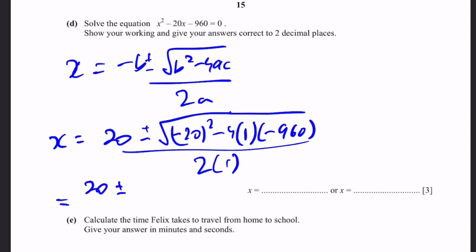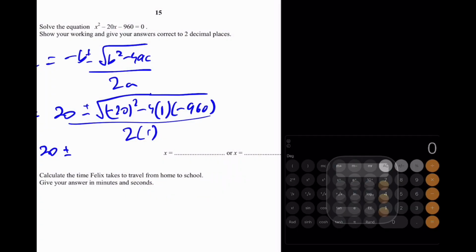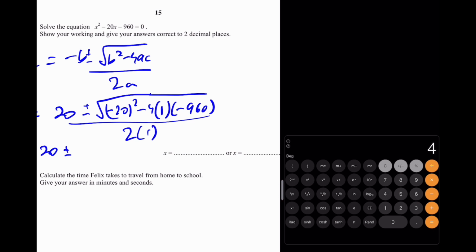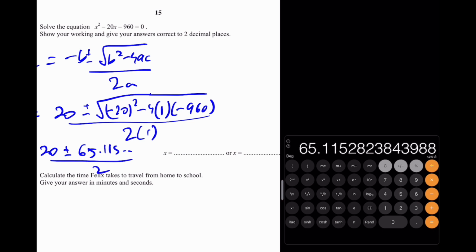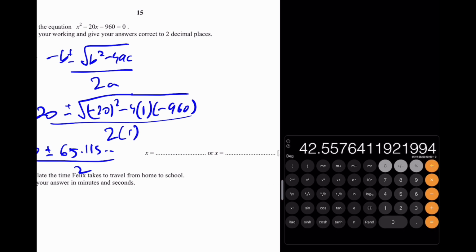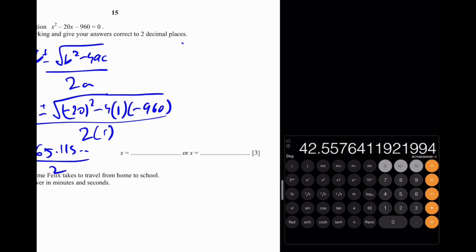That'll be 20 plus or minus, let's get our calculator out. Here we go. Now 20 squared is 400 plus 4 times 960, because the minuses will cancel out over here. And now we do a square root of this value to get 65.115, and then divide by 2. So if it's 20 plus 65.115, then we'll get the value of 42.56 to 2 decimal places, of course.